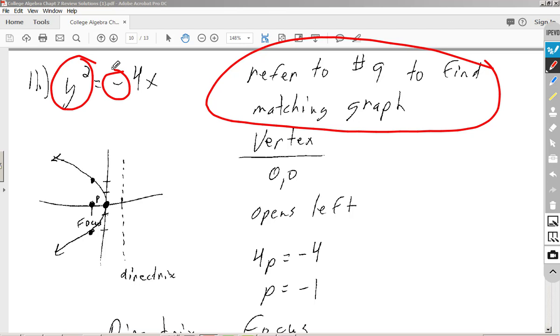So I find my vertex. Notice there's no shifts that are happening here. So my vertex is at 0, 0. And it opens left. So I've got to find that number p, how far that's going to move in that direction.